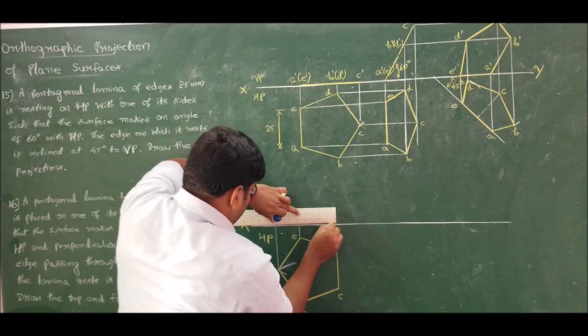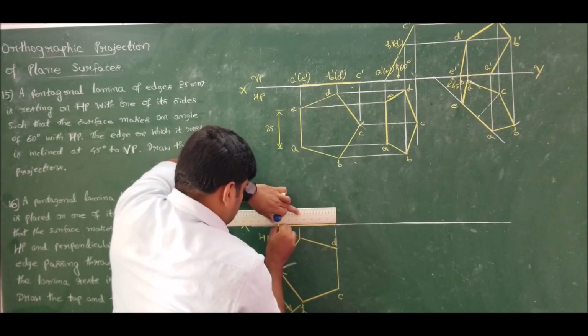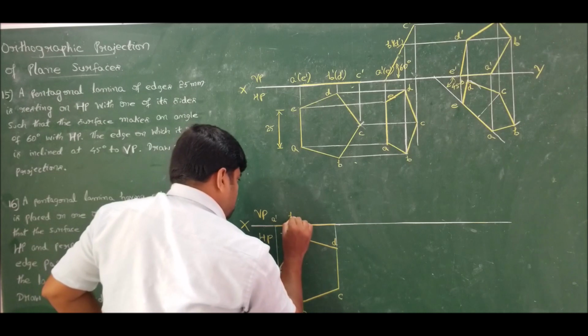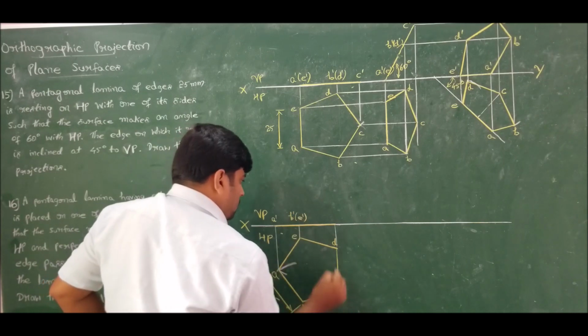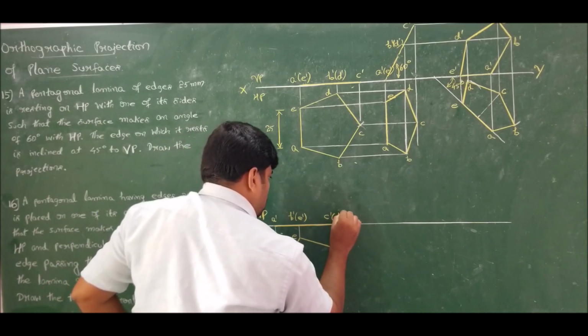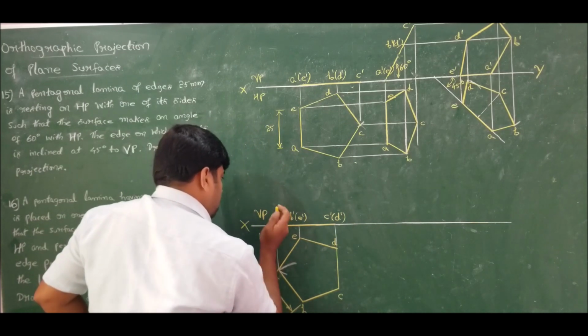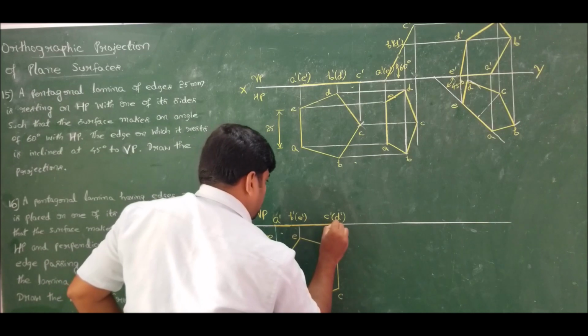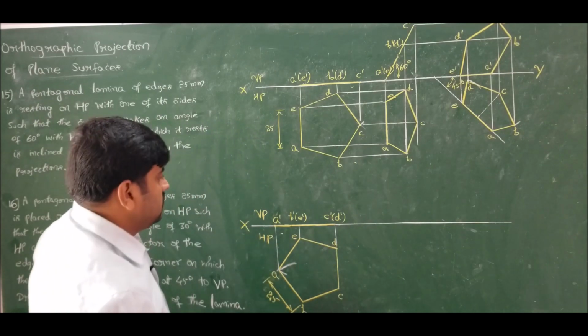Let me draw the front view. So this is the front view. We have A dash, B dash is visible, E dash is invisible. We have C dash, D dash is invisible. Correct? And this is the required lamina what we have.